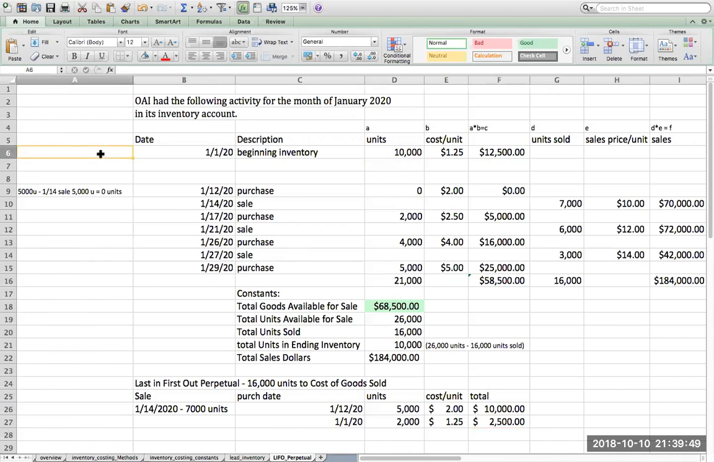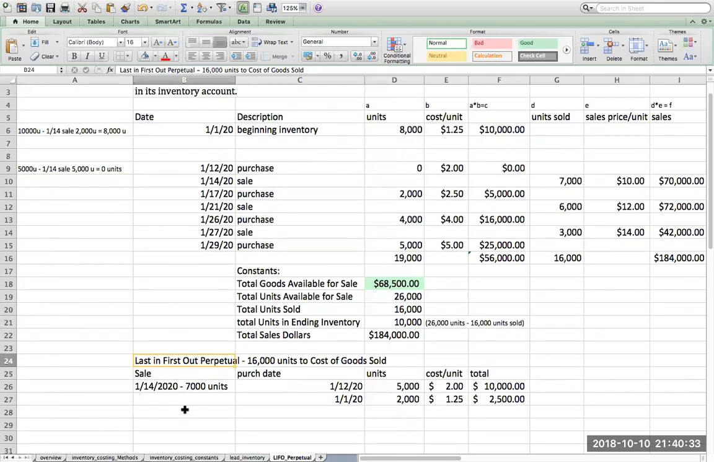Note, once I had 10,000 units, and from the 1/14 sale of 2,000 units, I now have 8,000 units left. Why do I have 8,000 units? Because I sold 7,000. I took 5,000 from here, and that wasn't enough. I need my cost of goods sold for 7,000 units, so I need to take another 2,000 units from here. Again, we're on our way to taking 16,000 units to cost of goods sold.